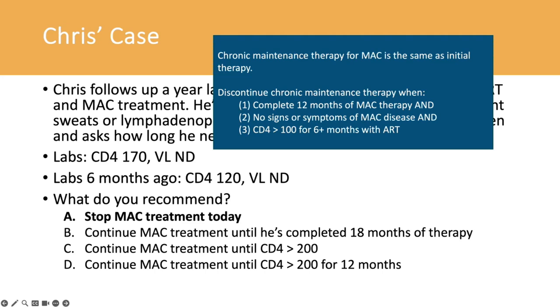Chronic maintenance therapy for MAC is the same as initial therapy. So you do that initial regimen the whole time until they hit 12 months of therapy, with no signs or symptoms of the disease, and CD4 above 100 for 6+ months, with ART, of course. But again, the boards mostly consider those lookup questions, and we look it up in clinic too when this comes up.